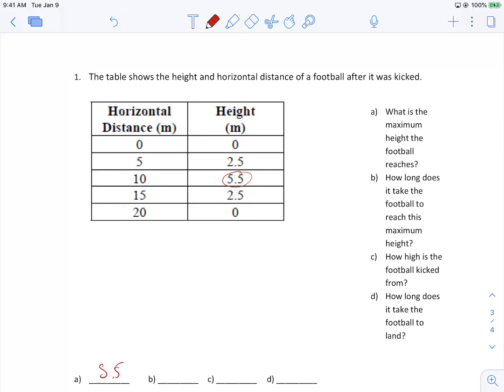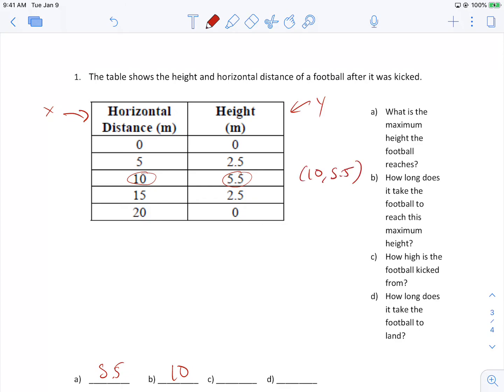Perfect. How long does it take to reach this maximum height? Well, that's our 10, right? So it took 10, and this is going to be our x. This is our y, as it is in most tables of values. So this 10, 5.5 is actually the coordinates of our vertex.